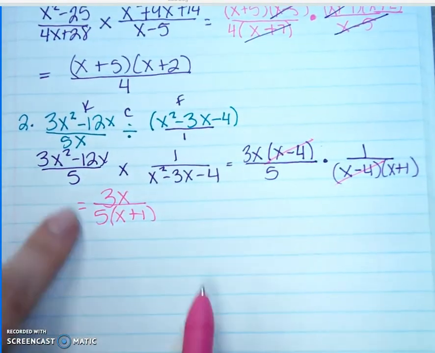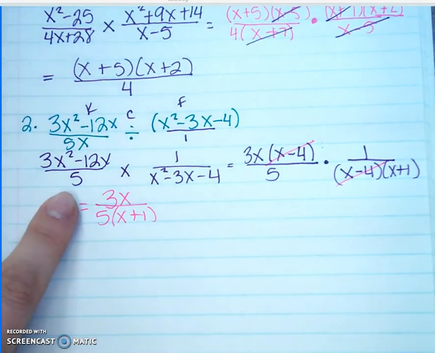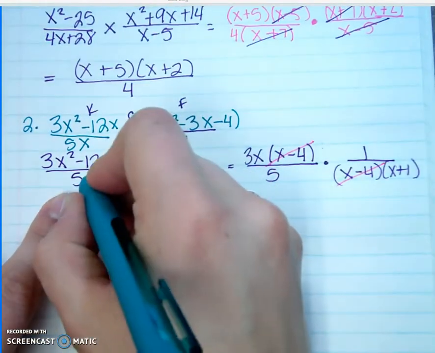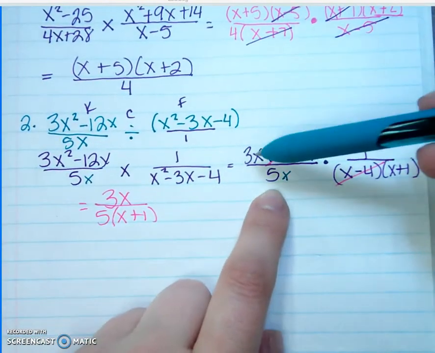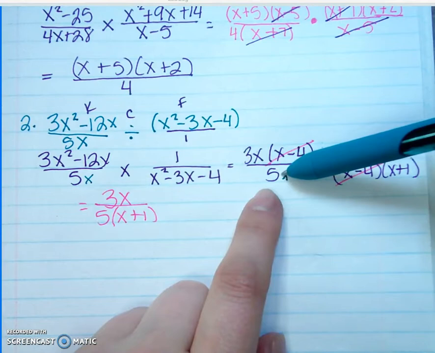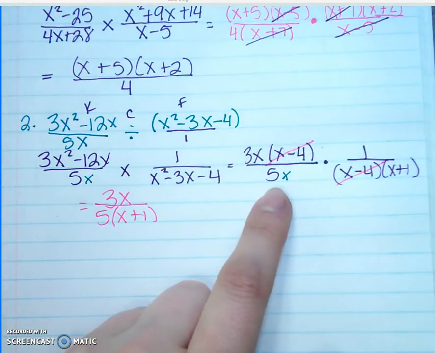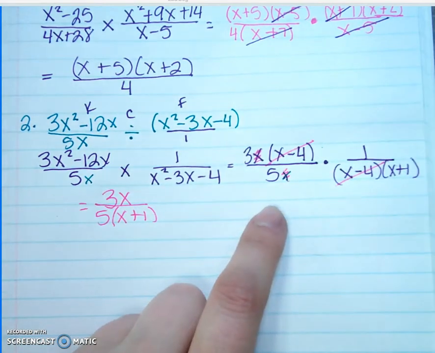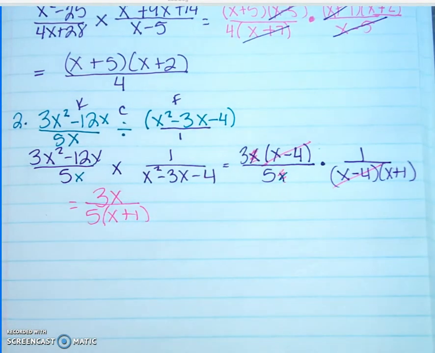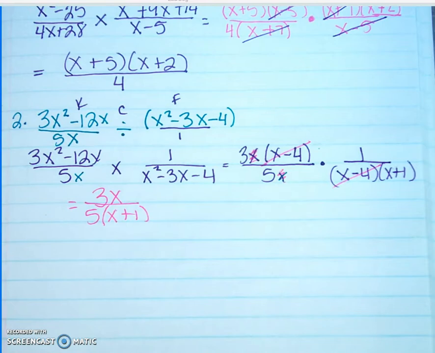I will say too, if this had an x here, even though I can't cancel out a 3 and a 5, I can essentially cancel out these x's because there's one on the top and one on the bottom. If you come across that, you can cancel those out.